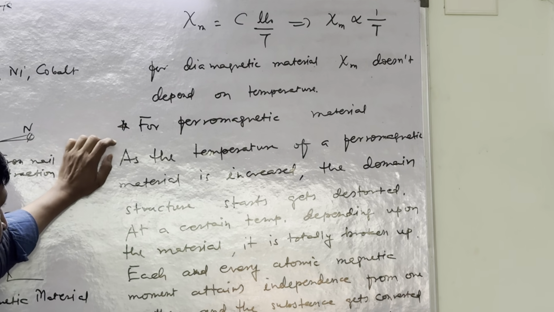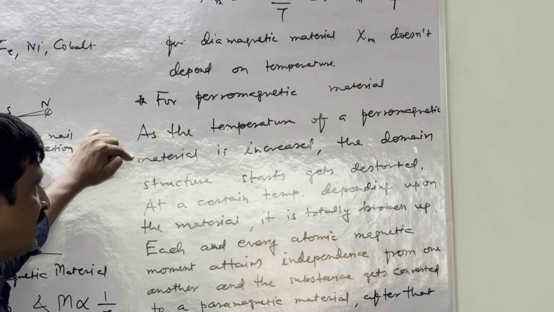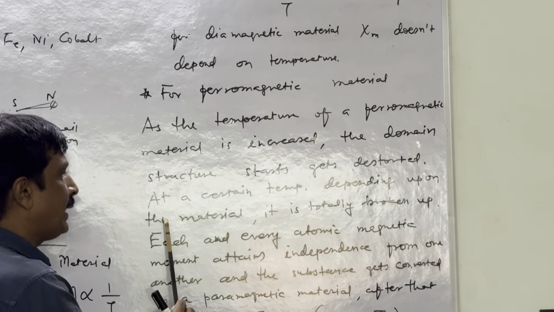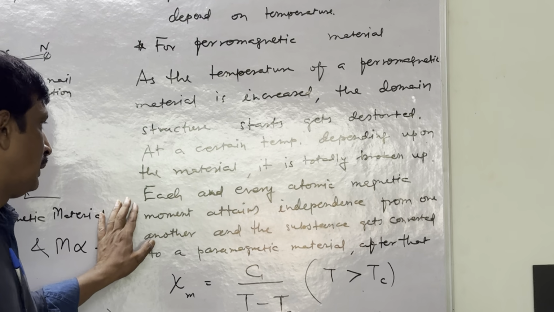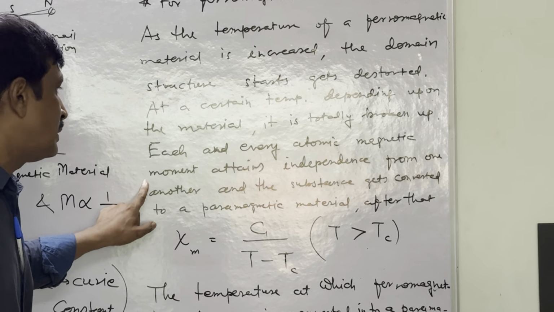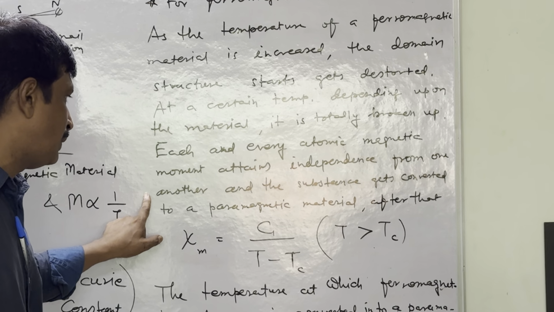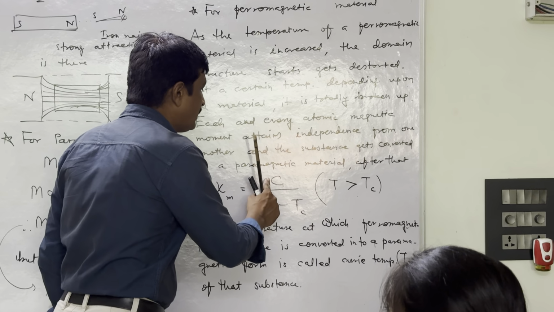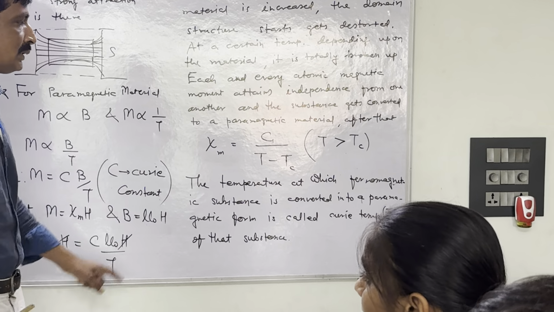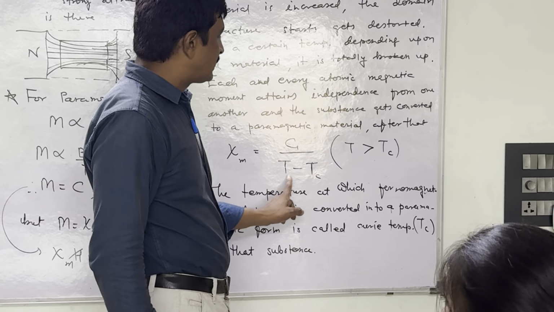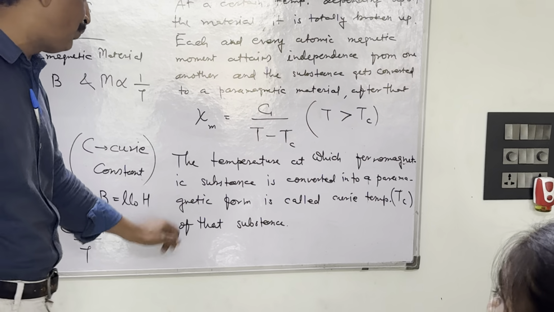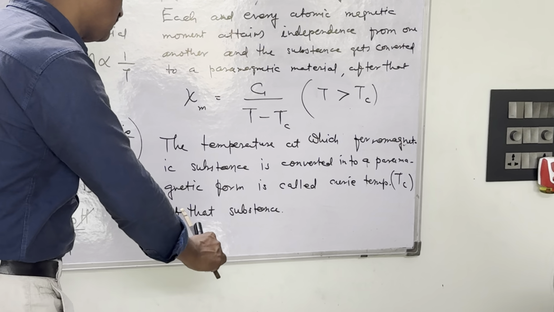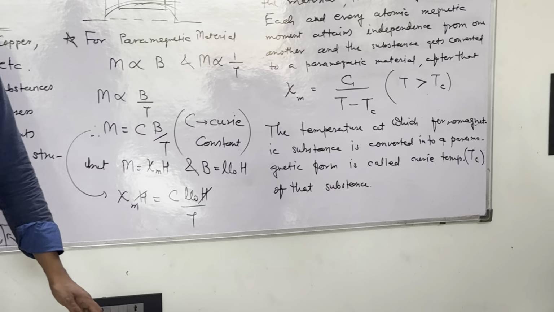Now for ferromagnetic material, as the temperature is increased, the domain structure gets distorted. At a certain temperature, depending upon the material, it is totally broken up. Each and every atomic magnetic moment becomes independent of the others, and the substance is converted into a paramagnetic material. After that, chi m is given by C1 upon T minus Tc, where C1 is a constant and T is greater than the Curie temperature. The temperature at which a ferromagnetic substance is converted into a paramagnetic form is called the Curie temperature of that substance.